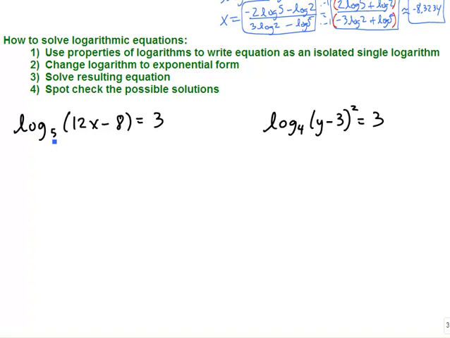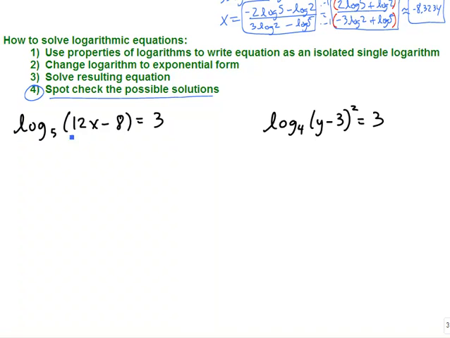This is one type of problem where it's going to be very important that you spot check your solutions, because remember that you never want to take the log of a negative number, because that doesn't exist. So you want to make sure that whatever x or whatever your variable is, whatever you get for your solution, if you were to plug it back in, you never want to be taking the log of a negative number.